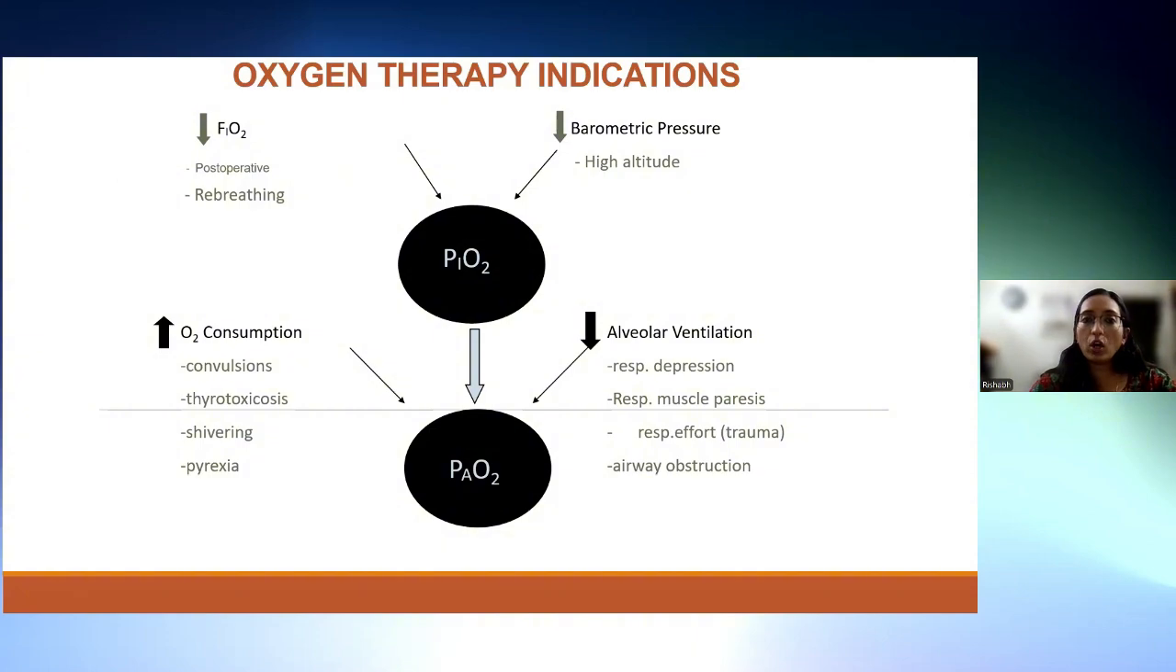For oxygen therapy, the indications are mostly if there is a decrease in the fractional concentration of oxygen being given, because of a post-stroke state or rebreathing, or where the consumption is increased, as in the case of convulsion, thyrotoxicosis, or shivering, or when the barometric pressure itself is less, as in the case of high altitude, or in cases where alveolar ventilation is compromised, as in the case of respiratory depression or respiratory muscle paralysis.